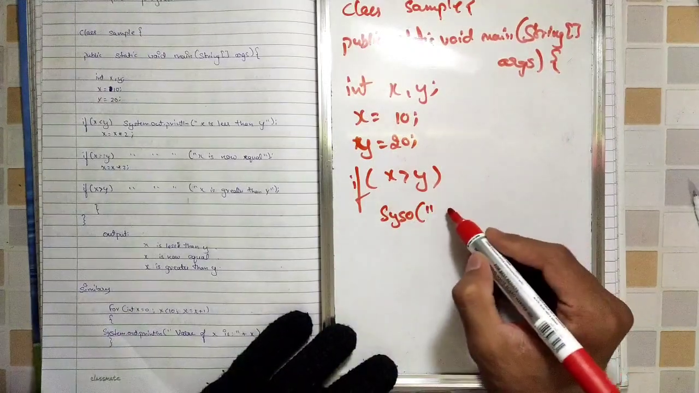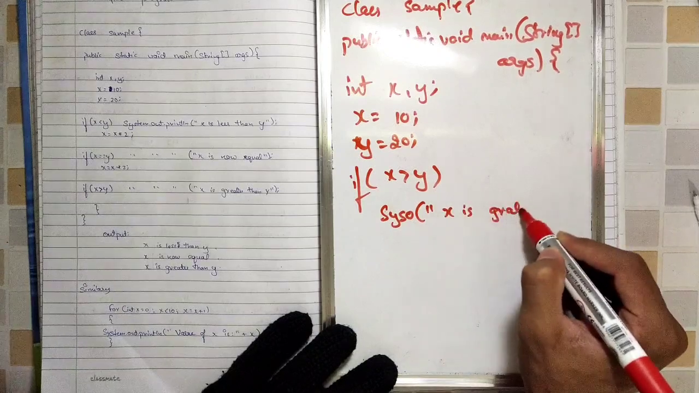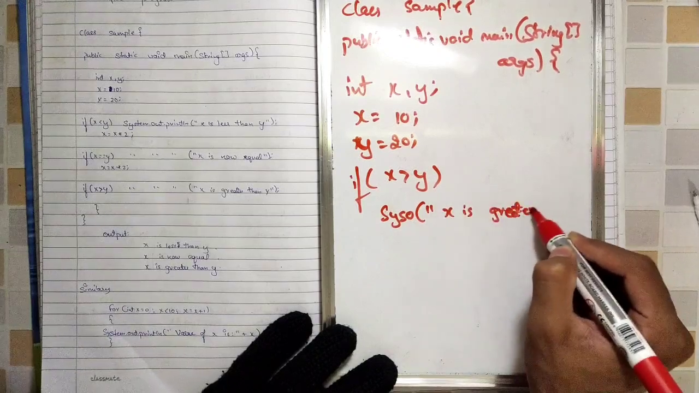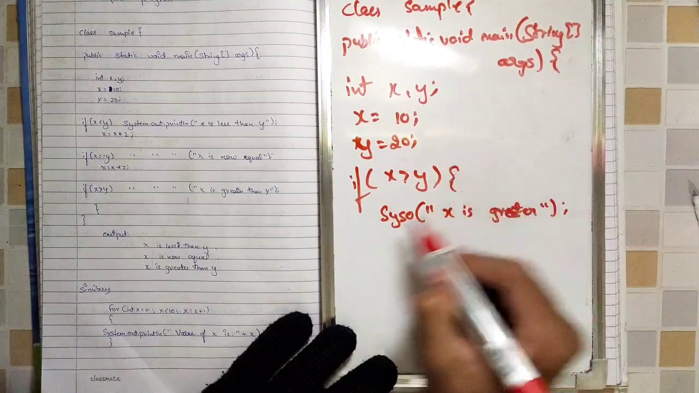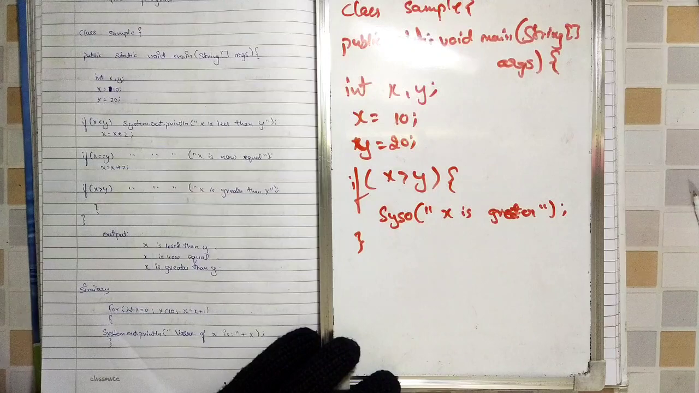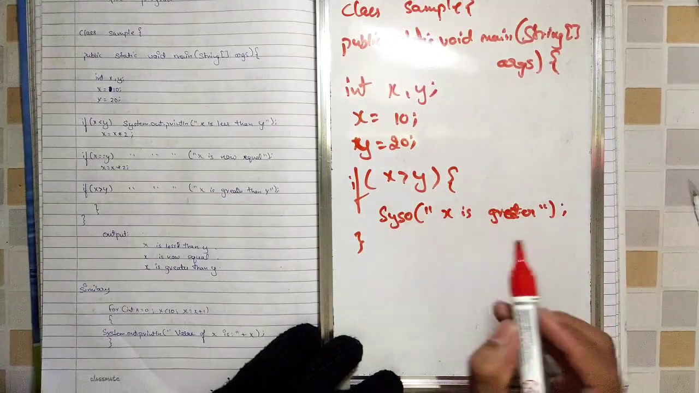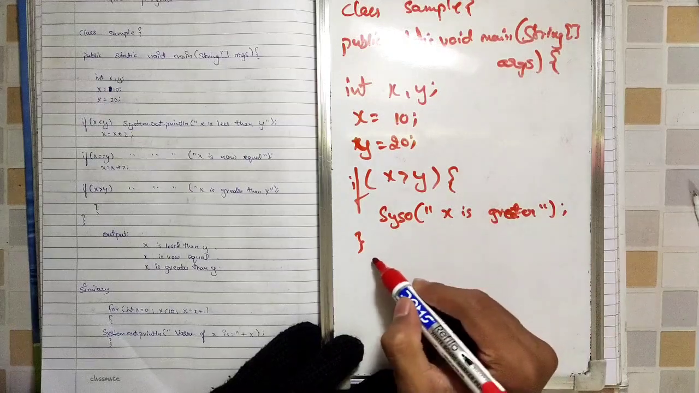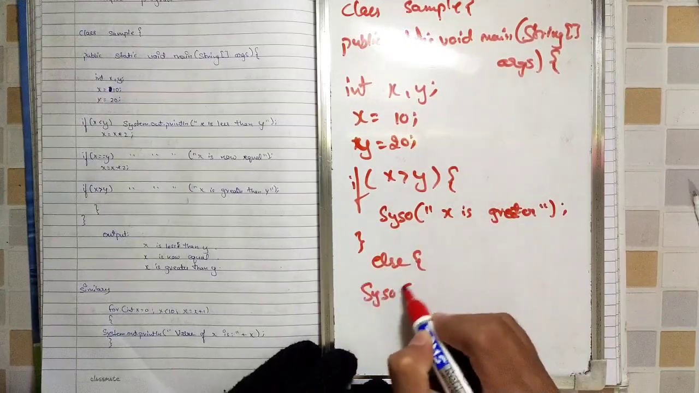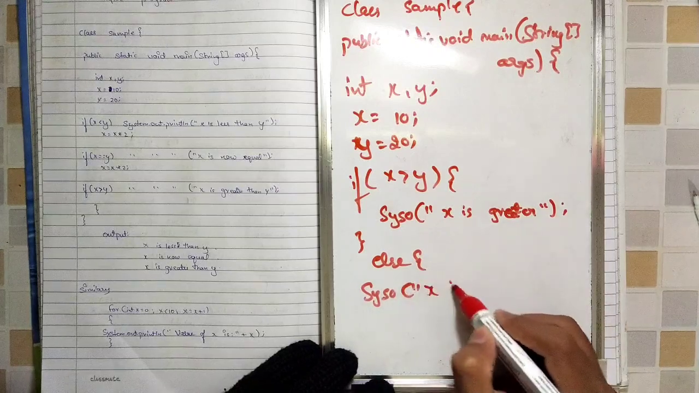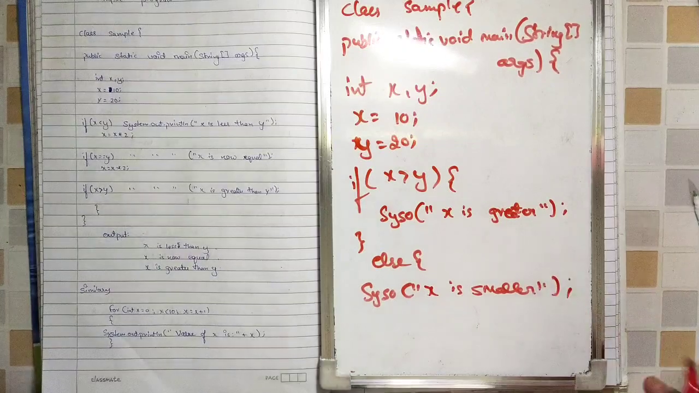So what you do, x is greater. Then I have to use this bracket. Anyhow, for only one condition or only one statement, there is no need to use a bracket also, but still let us use it. Else, then I will write System.out.println, x is smaller. So this is one basic example.